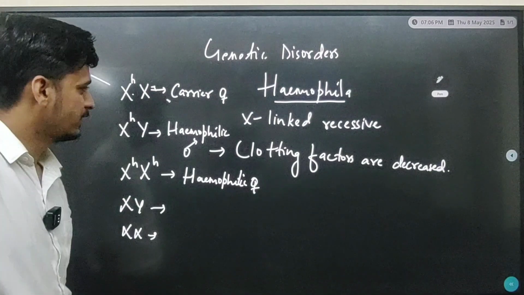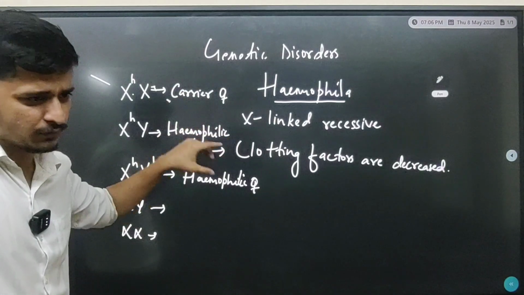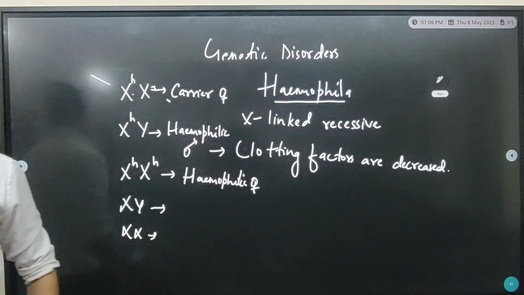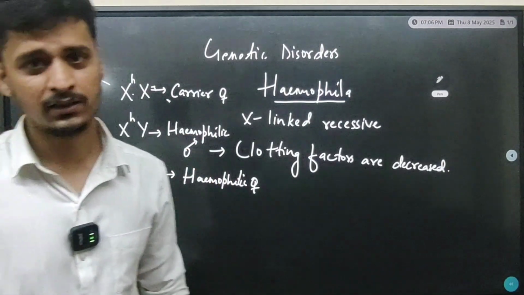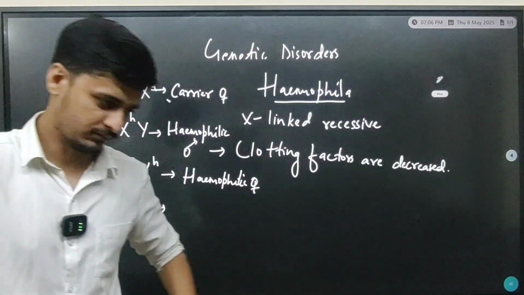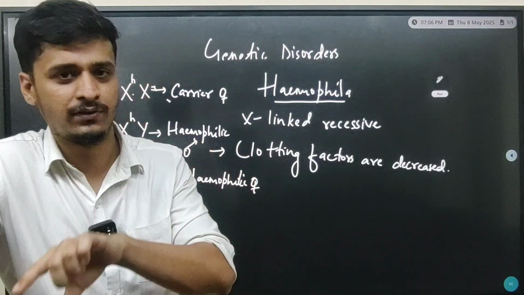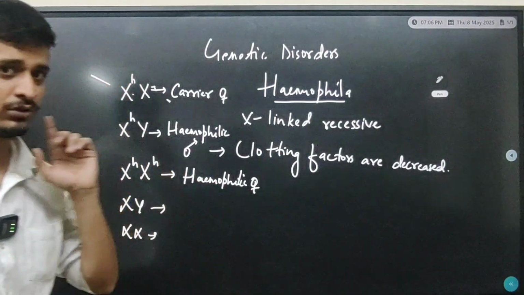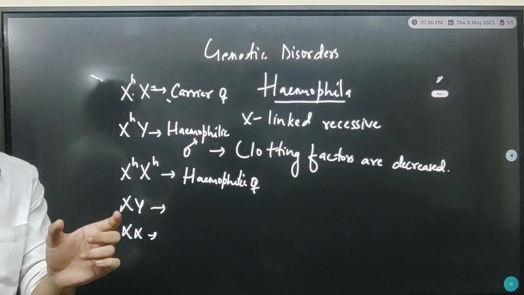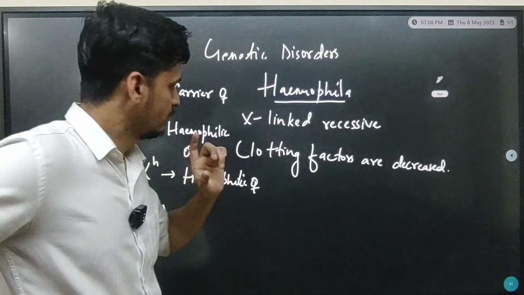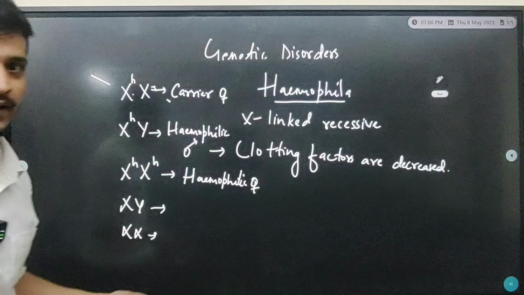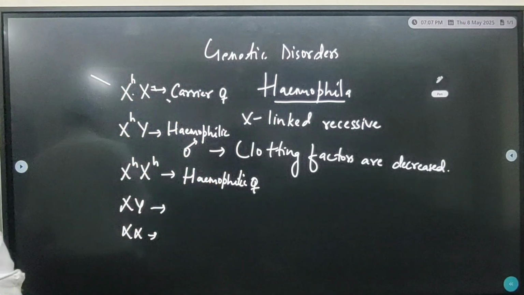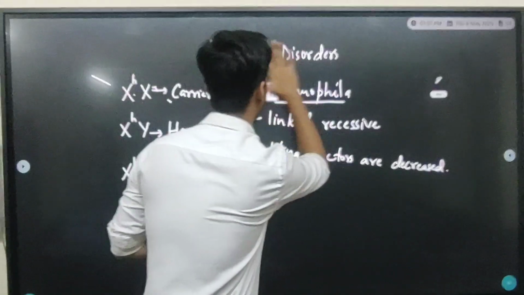Remember, in females, hemophilia is very rare, because it happens only when the mother is a carrier or infected and the father is hemophilic. In that condition only, the female child will be hemophilic. So the father should be affected; only then will their daughter be affected. We'll see one example, one pedigree.